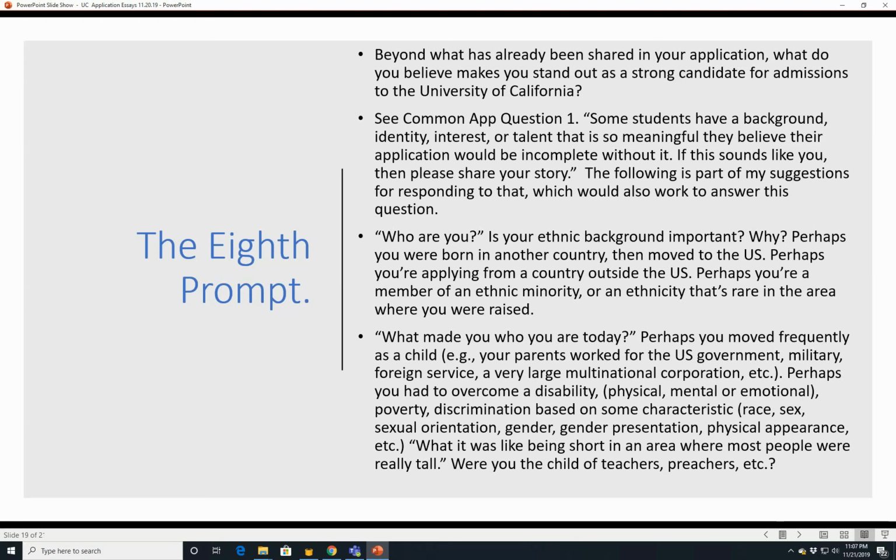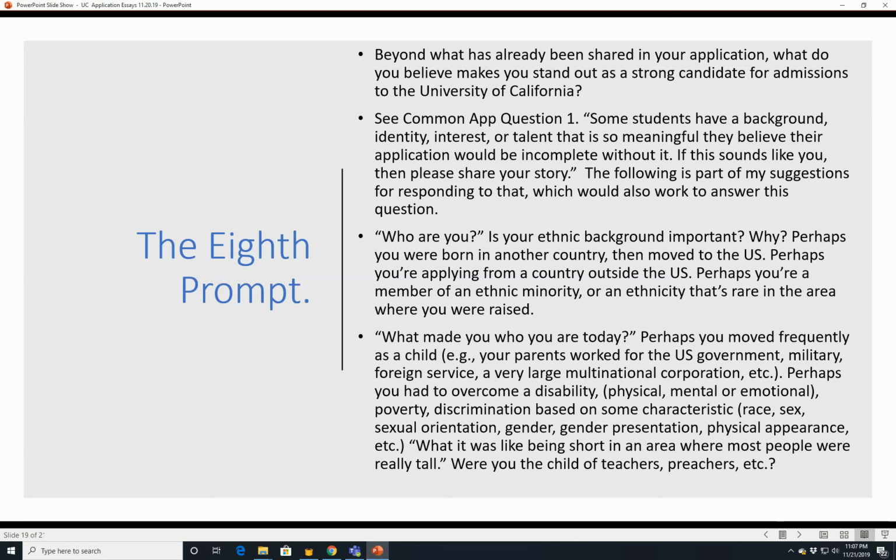What made you who you are today? Perhaps you moved frequently as a child. Maybe your parents worked for the U.S. government, the military, the Foreign Service, or a very large multinational corporation. Perhaps you had to overcome a disability, physical, mental, or emotional, poverty, discrimination based on some characteristic. I understand you could already list this as your greatest challenge, but if you've already used that or you don't want to answer that question, you might put it here.